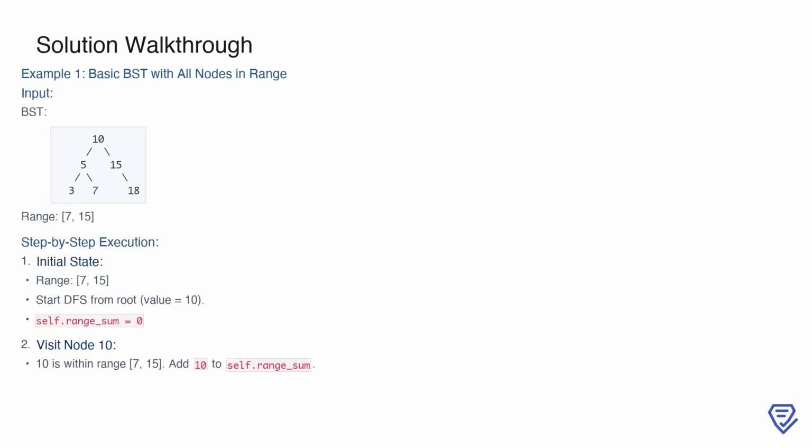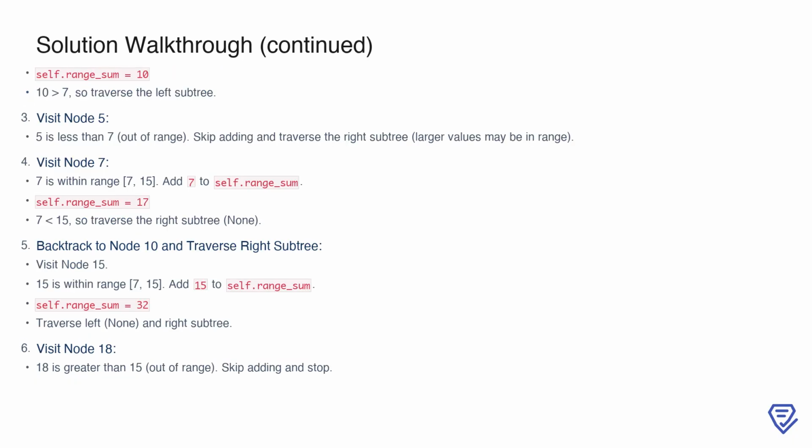Next, we notice that 10 is greater than the lower bound of our range, which is 7, so we decide to traverse its left subtree to check for any additional nodes within the range. As we move to the left child of 10, we encounter the node with value 5. Since 5 is less than the lower bound of our range, 7, it is outside the range, so we skip adding it to our sum.